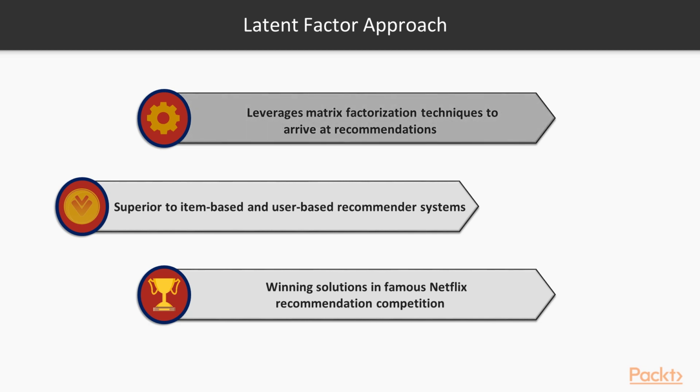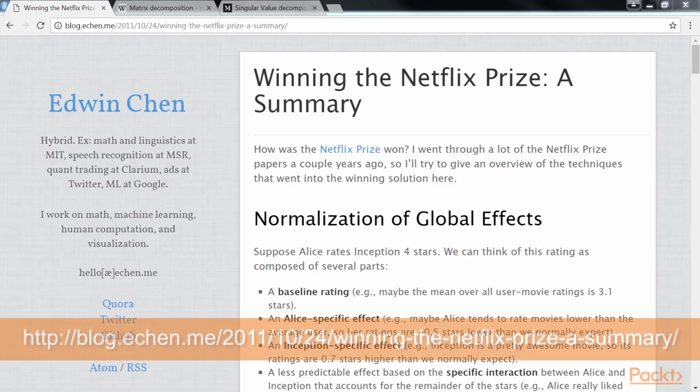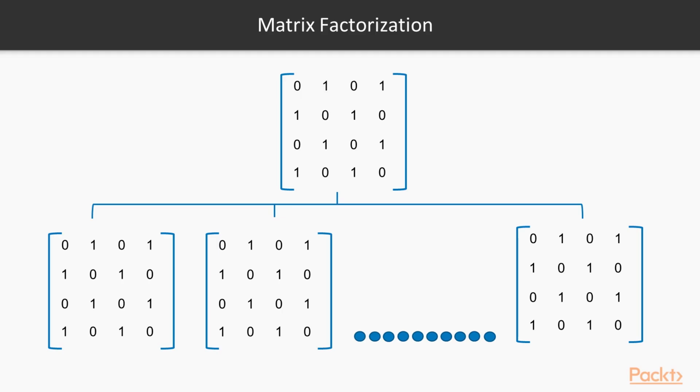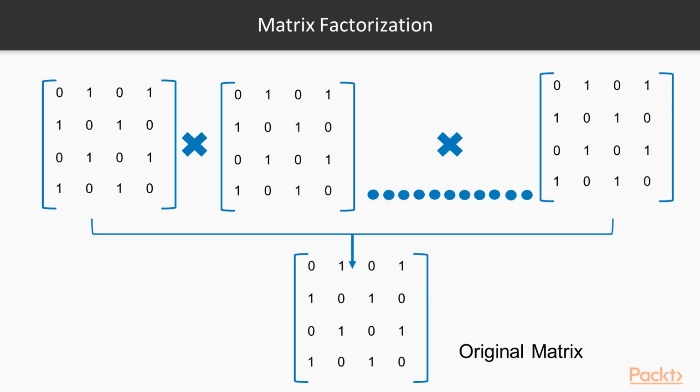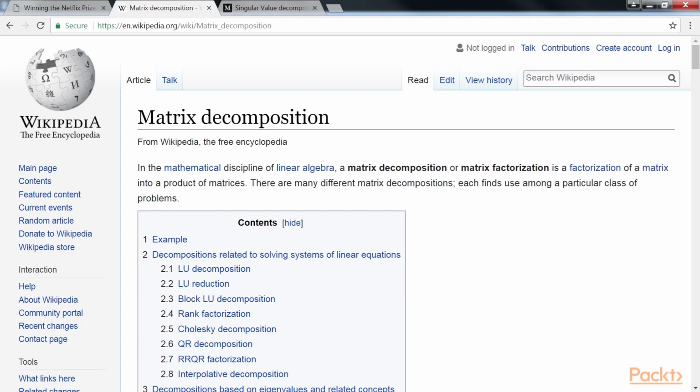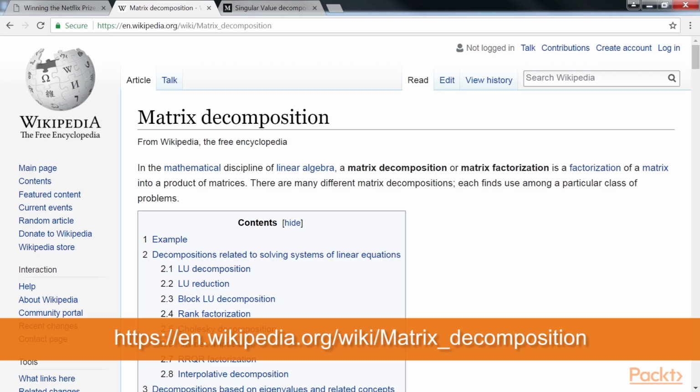It leverages matrix factorization techniques to arrive at recommendations. Recently, these methods have proved themselves superior to item-based and user-based recommender systems. This was one of the winning solutions in the famous Netflix recommendation competition. This website is a good place to understand the various techniques used in the Netflix challenge. Matrix factorization or matrix decomposition is the method of splitting a matrix into multiple matrices. The product of these matrices will produce the original matrix. For more on matrix decomposition, you can refer to the Wikipedia page.